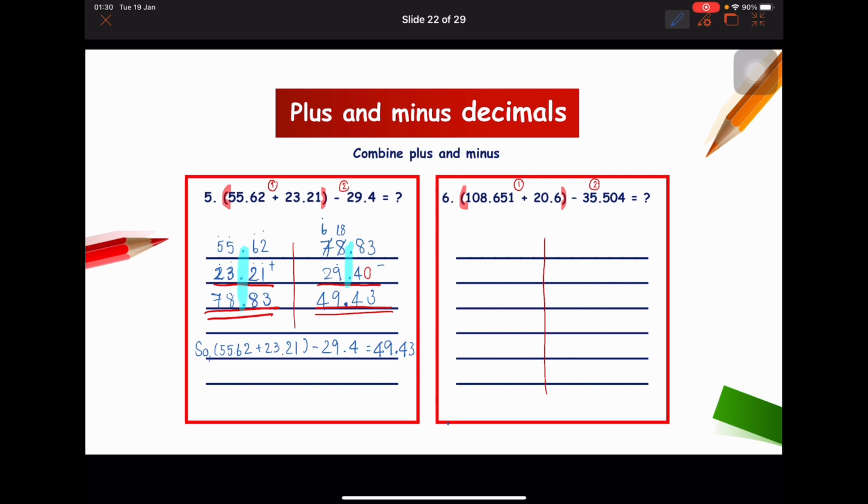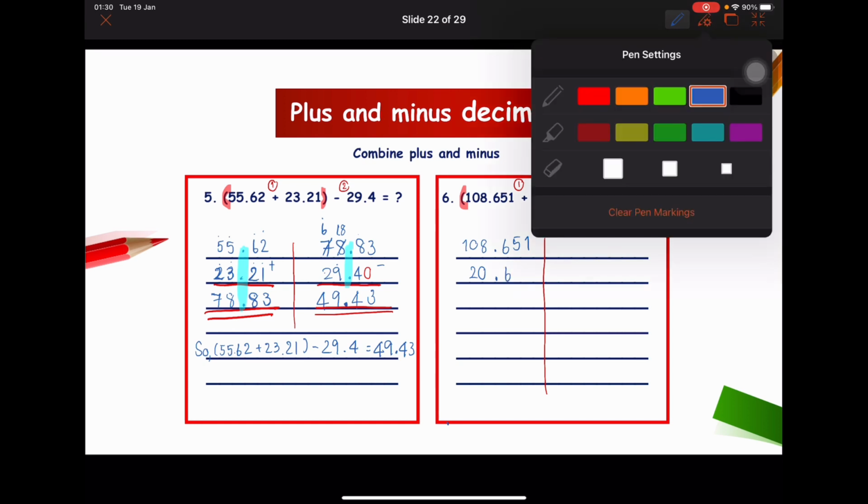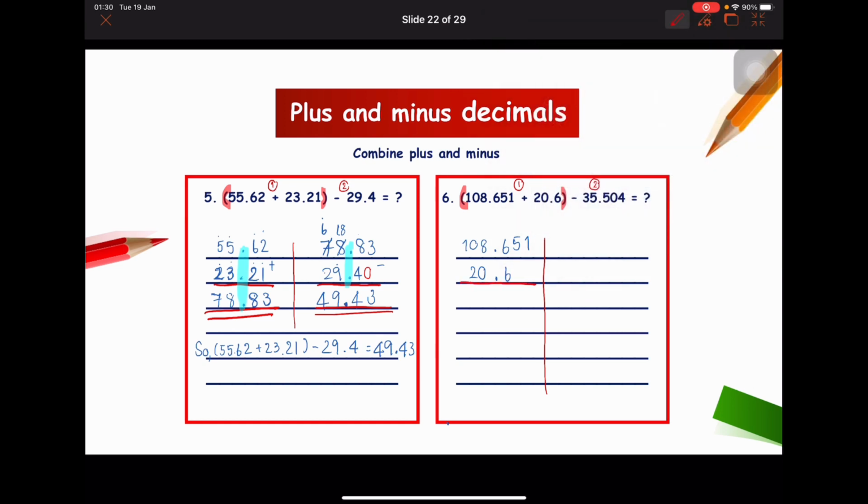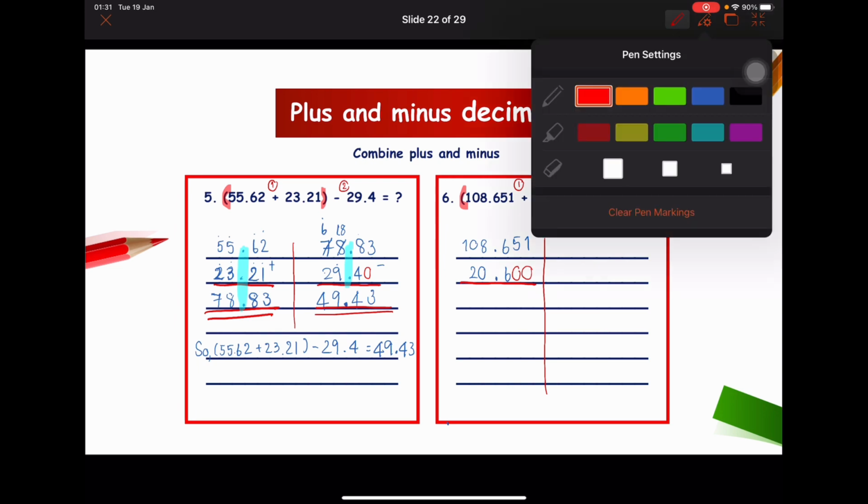Okay, number 6. If you see the parentheses, you do it first. Come on, tell me what is the number in the parentheses. 108.651 plus 20.6. Put the same place or the same position. 20.6 and underline with your red pen. Always. Okay. If you're not sure, you can write number 0 and 0.